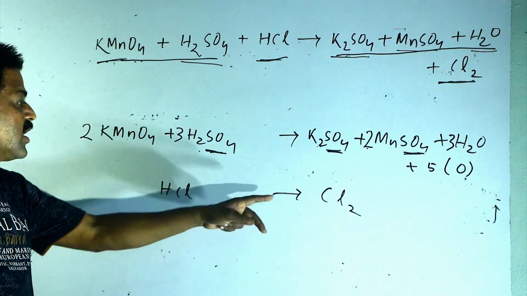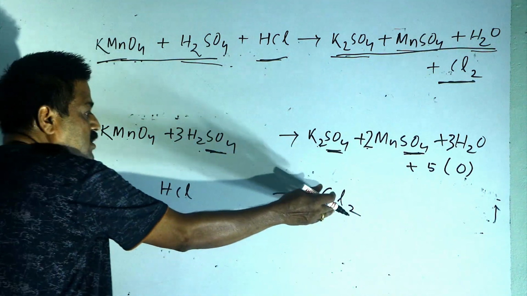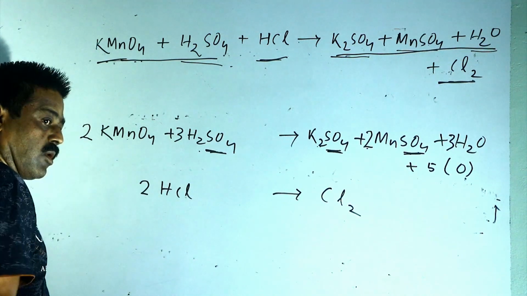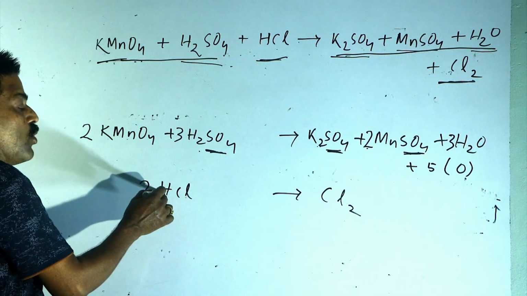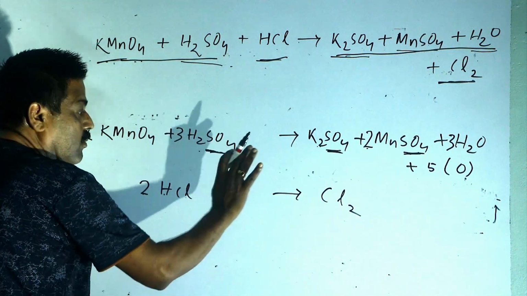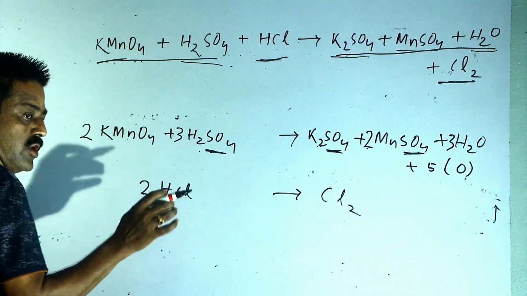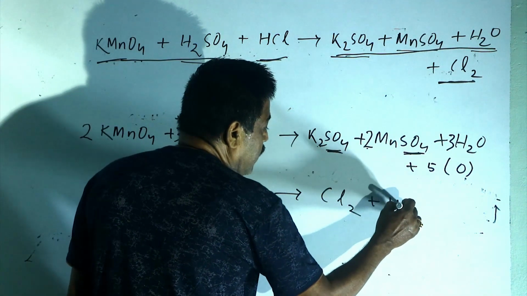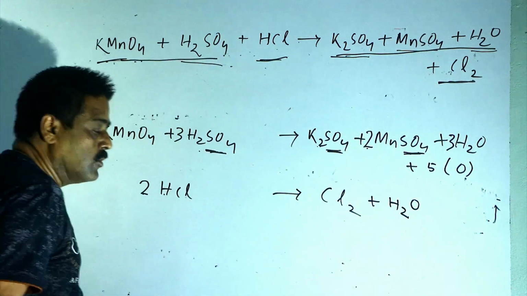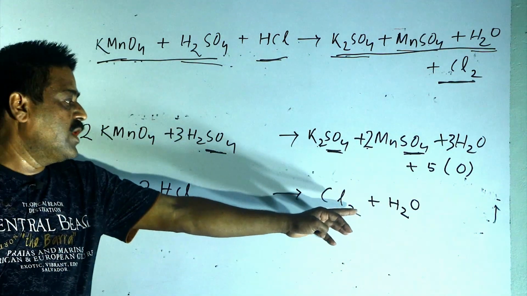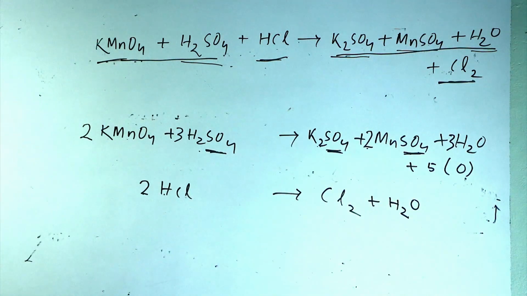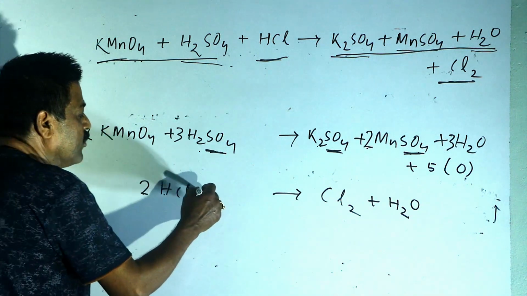Secondly, HCl gives Cl2, means 2 Cl atoms are there. Here 1 Cl atom. So integer 2 we have to give here. Because 2 hydrogen atoms are not there in the right hand side, to equalize the hydrogen atoms we have to add water. So 1 water molecule is to be added in the right hand side. When the water molecule is added, then 1 oxygen atom again remains in excess in the right hand side. So to balance that oxygen atom, we can add atomic oxygen in the left hand side.